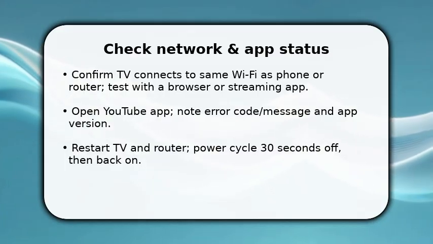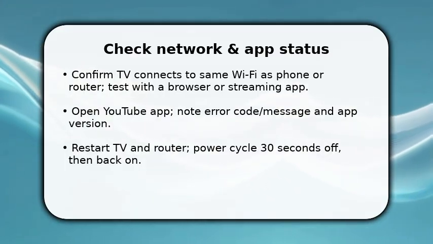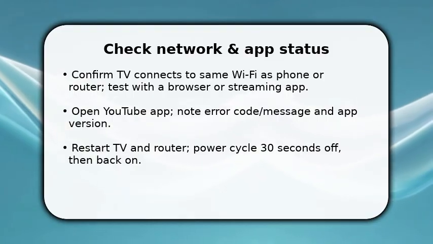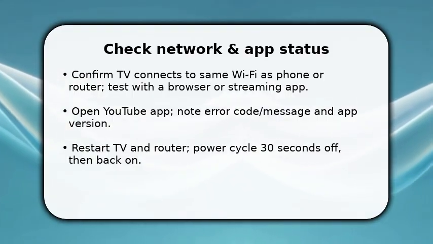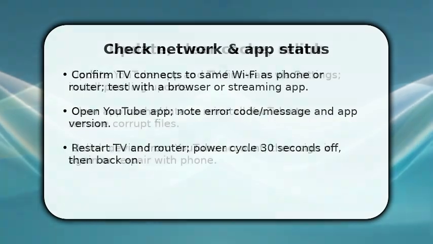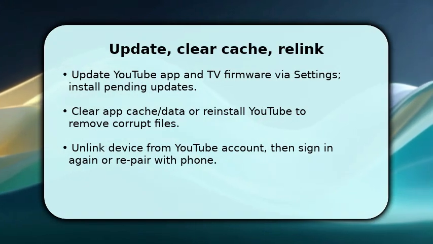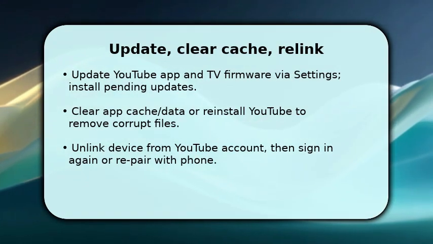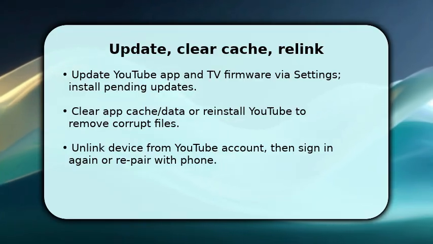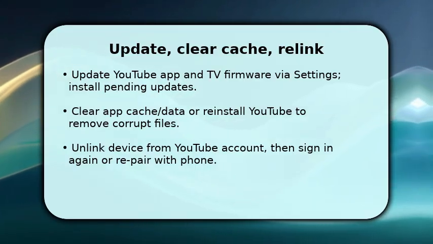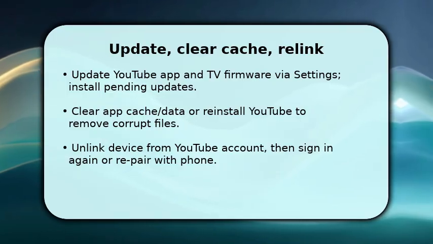Now restart both the TV and your router. Power off for 30 seconds, because many playback problems clear after a full reboot, making the next steps meaningful. Once the device is fresh, update software, because fixes often arrive in patches. Head to Settings and install any YouTube app or TV firmware updates. Delays here keep bugs alive.